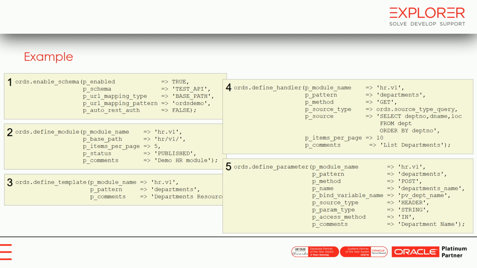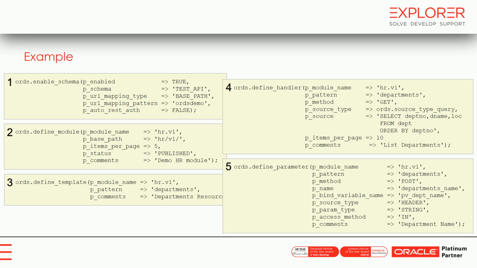Next, we're going to define the template. So here we're going to create a departments template for our HR module. The fourth statement is for defining a handler. So here we're going to create a get handler for the department's template within the HR module.